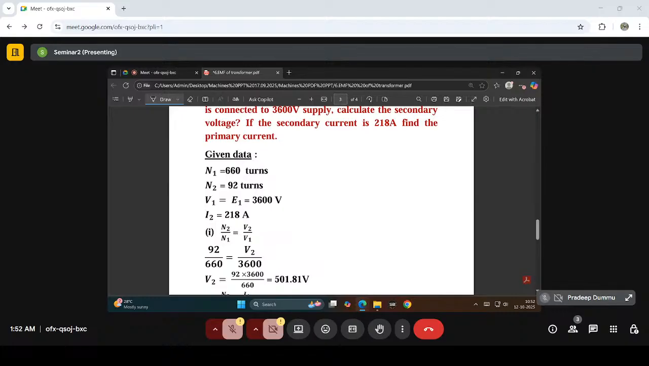Right. For part A, what is N1? 660 turns, what is the voltage generated? 3600. 92 turns, what voltage is generated? 501. 660 turns gives 3600. What kind of transformer is it? Step down transformer: input 3600, output 501 is a step down transformer.